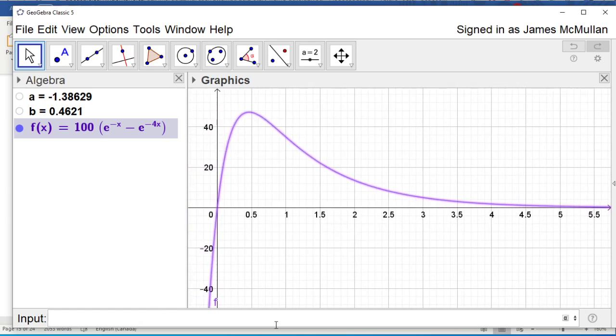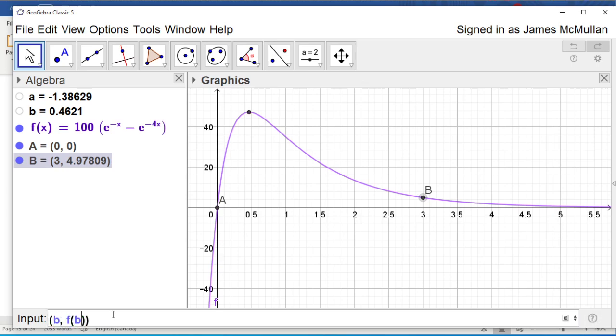So our candidates: we have 0 and f of 0. Well, that's certainly not going to work, because e to the 0 and e to the 0 are both 1, so you have 1 take away 1 in the bracket, and you get nothing. Then we have 3 and f of 3, and after 3 hours, only 5% of the people are involved in spreading the rumor. So we have point B and f of B, which is the max, right?